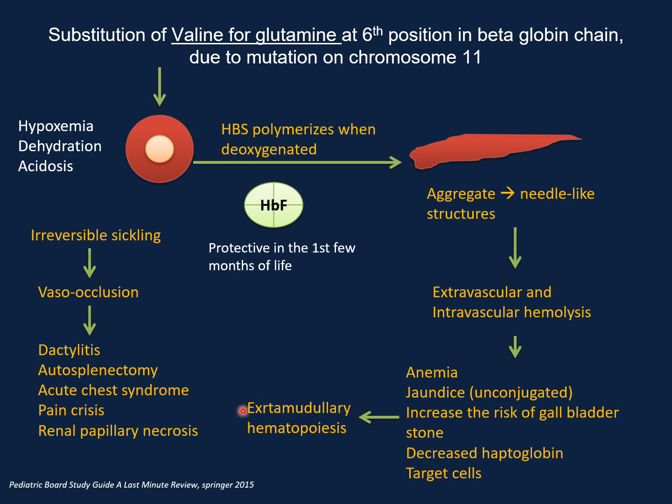For the body to compensate for the anemia, the body will try to make more red blood cells in unusual places, like for example the liver or the skull bone and facial bone.